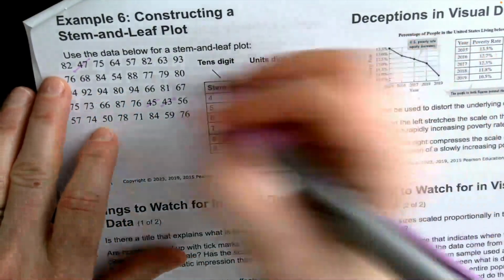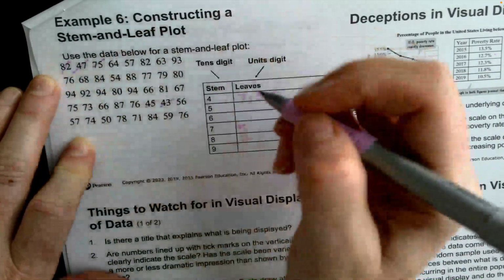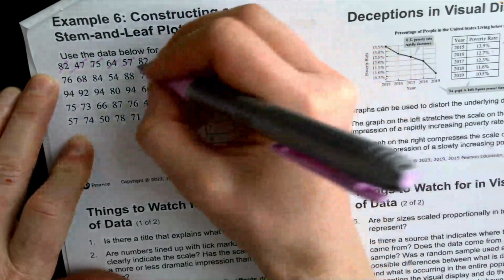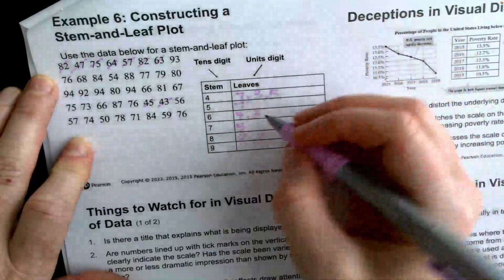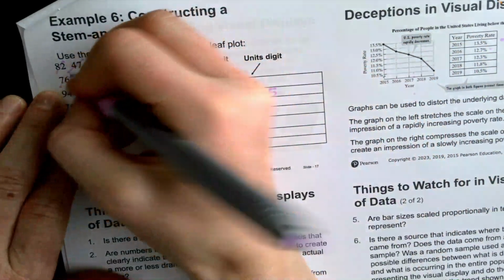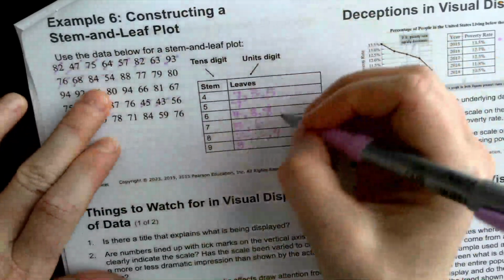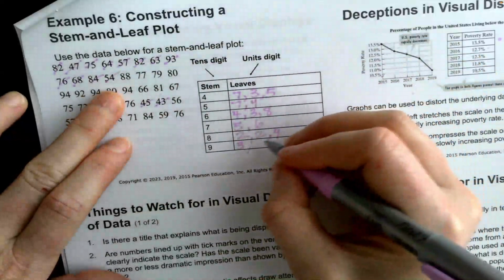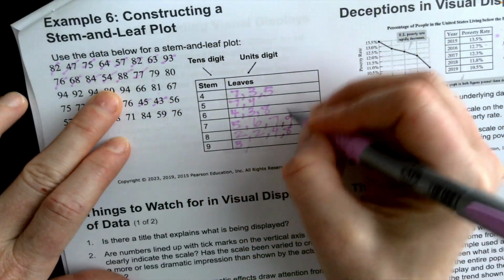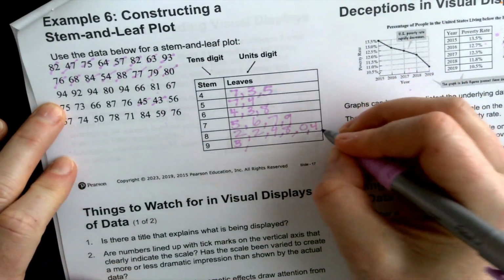And then we have, I'm actually just going to go one at a time. So that's 82, 75, 64, 57, 82, 63, 93, 76, 68, 84, 54, 88, 77, 79, and 80. 84. I got a lot on the 80s.